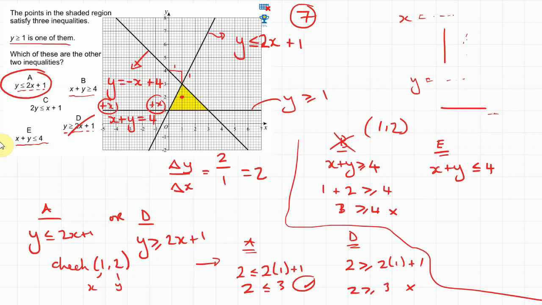Let's just double check that E is correct. X is 1, y is 2. So 1 plus 2 is less than or equal to 4. Is 3 less than or equal to 4? Yes. So E is correct. So our answer to this should be A and E.